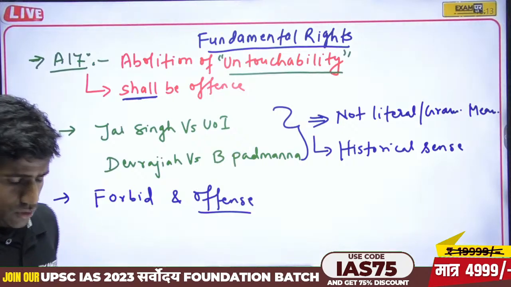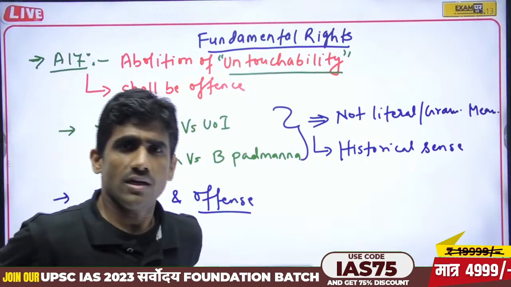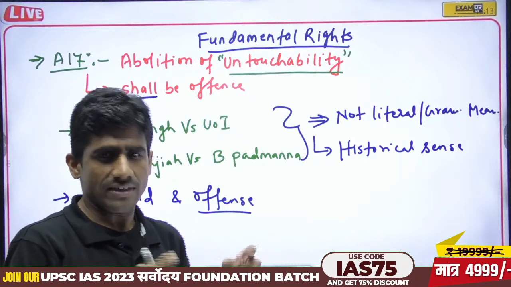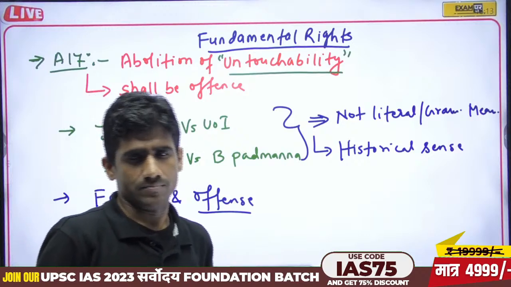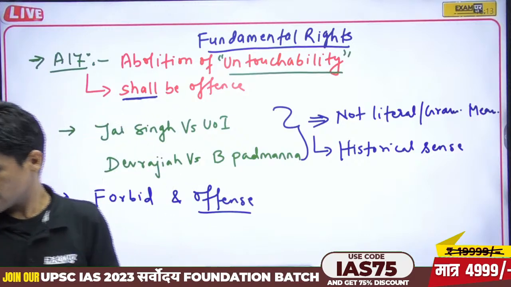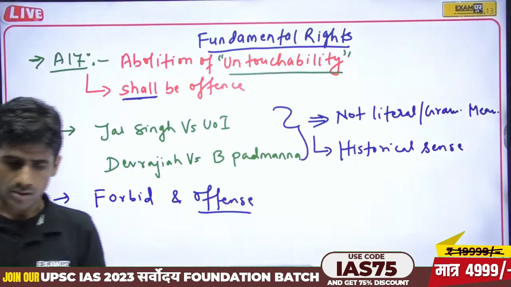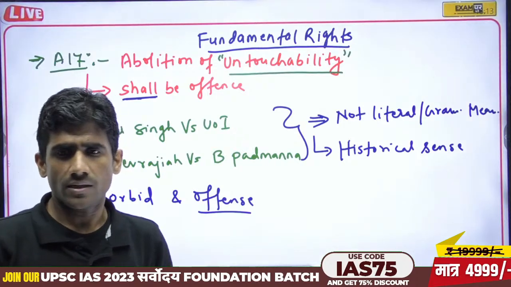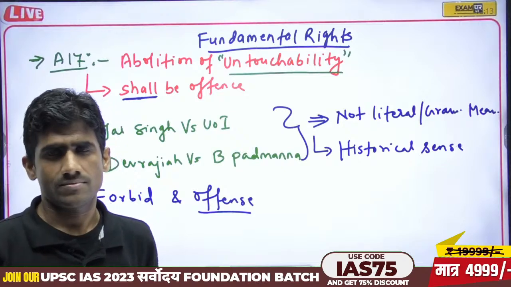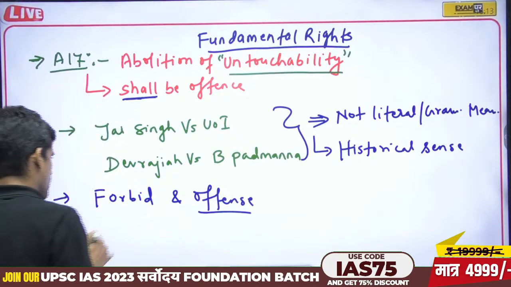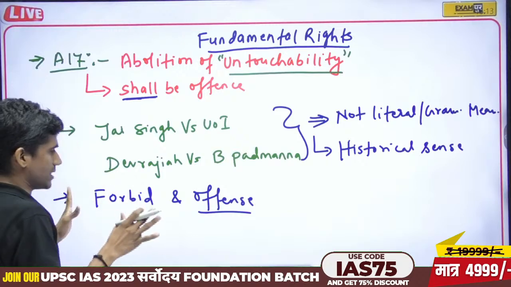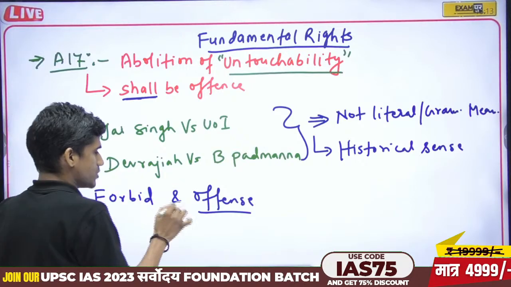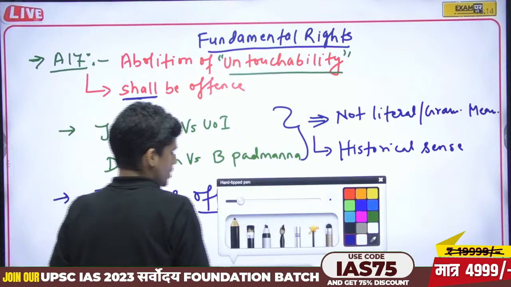Okay, so what happens basically is that Part 3, Article 17 and Article 35 have a great correlation. How? Article 17 forbids the practice of untouchability. But what about the offense? Where is it mentioned? This offense is mentioned in the Untouchability Offense Act.